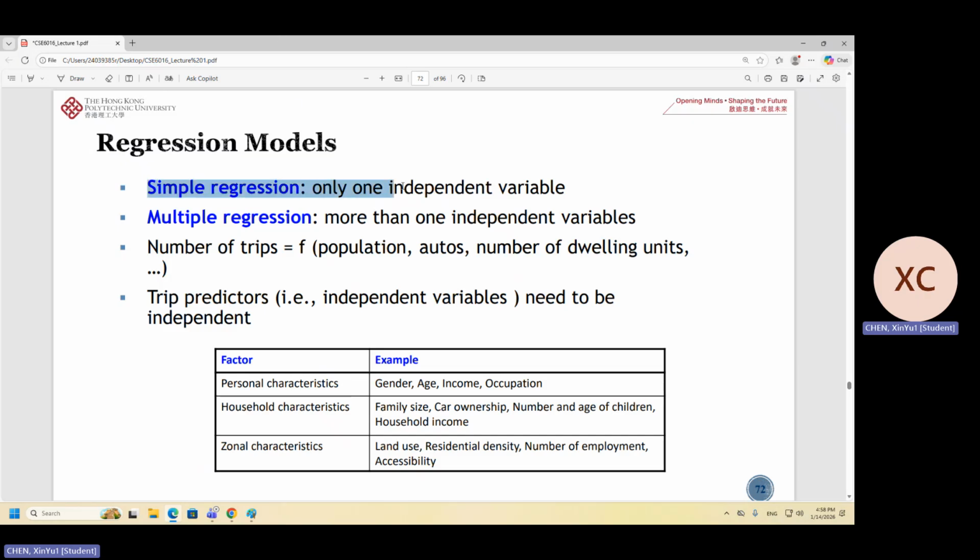So here, simple regression has only one independent variable, and multiple regression has multiple variables. The independent variable is x, and the random term is f. In this case, for instance, this is the y from your data, this is the x, and f is the statistical model. The predictors need to be independent. And then we can consider many kinds of factors, personal, general, and so on, based on your own research.